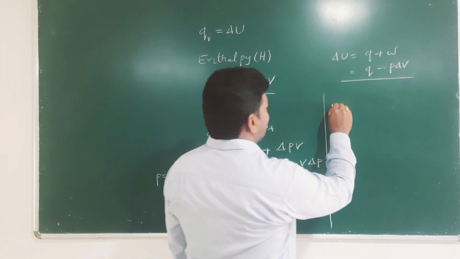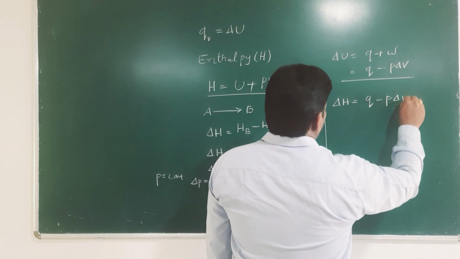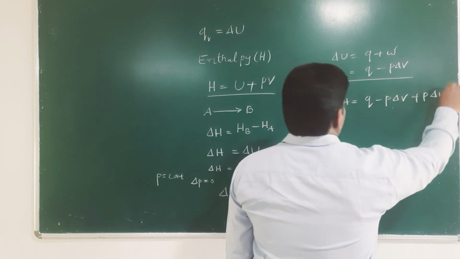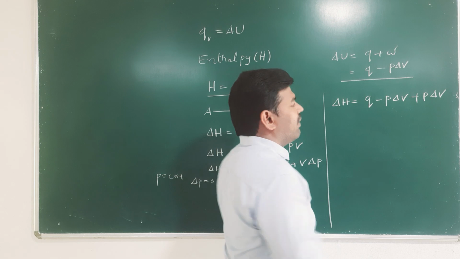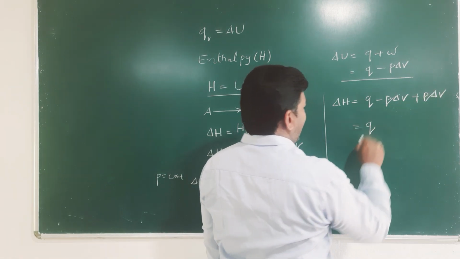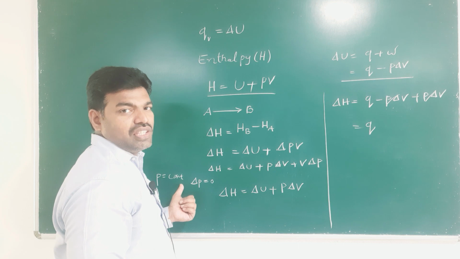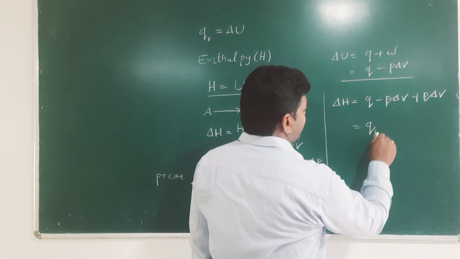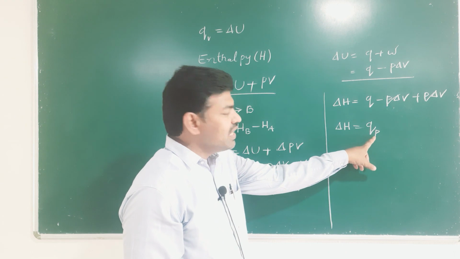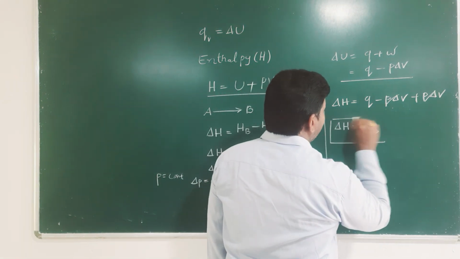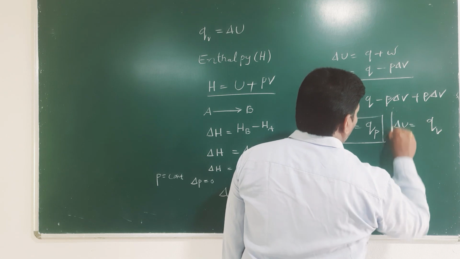Substitute this value in this equation, that is delta H is equal to Q minus P delta V plus P delta V. So the minus P delta V, work done by the system, and the plus P delta V get cancelled. This reaction is carried out at constant pressure, because we kept pressure constant, so QP, the heat absorbed at constant pressure, is equal to delta H, right. But heat absorbed at constant volume is equal to delta U, right.